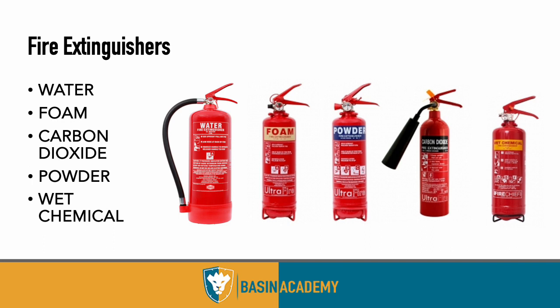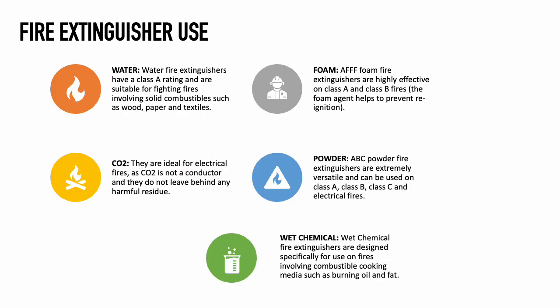These are different kinds of fire extinguishers we might have: water, foam, carbon dioxide, powder, and wet chemical. This is fire extinguisher use, so a water fire extinguisher. They have a Class A rating and are suitable for fighting fires involving solid combustibles such as wood, paper, and textiles. Then we have a foam fire extinguisher. They're highly effective on Class A and Class B fires. The foam agent helps to prevent reignition.